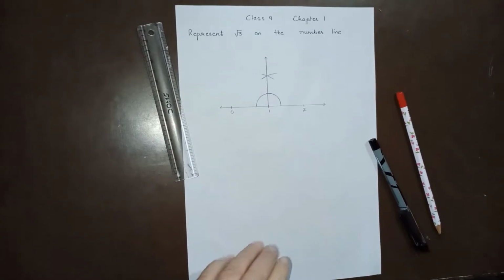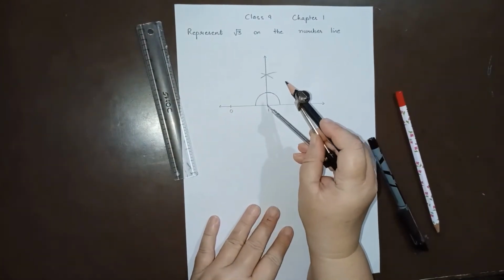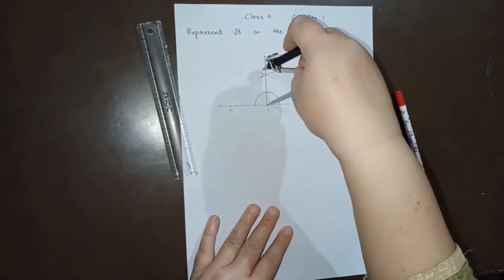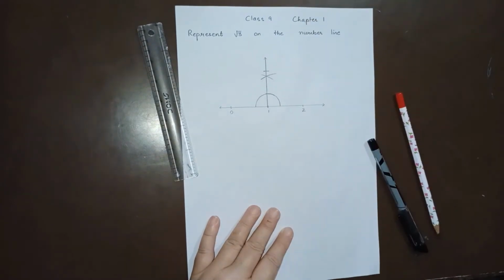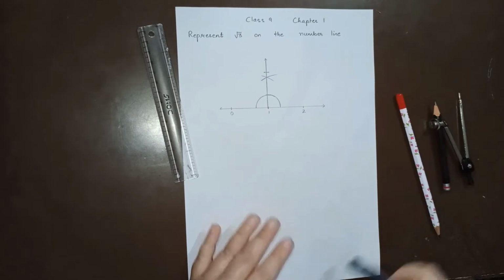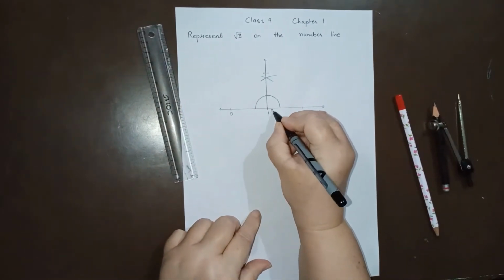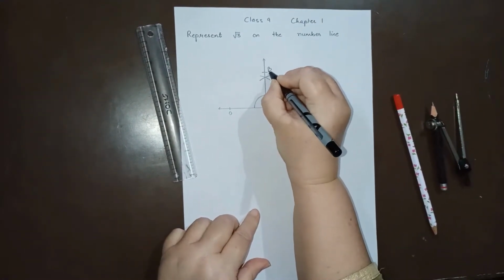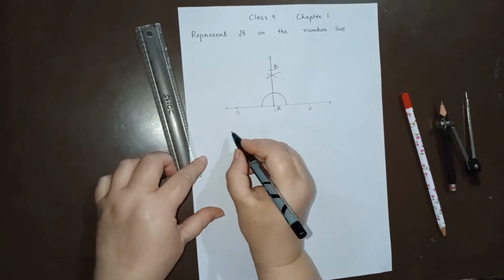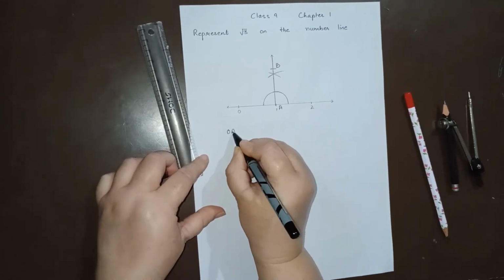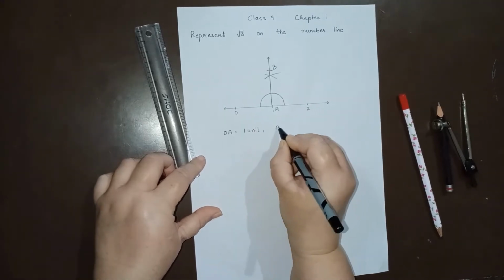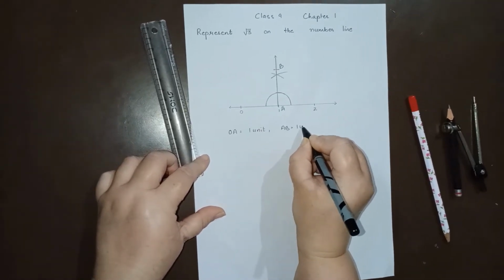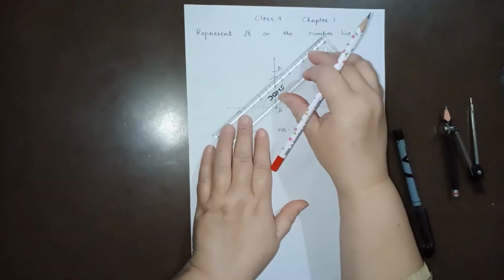Now after that we will take the distance of 1 unit, which is from 0 to 1. See, this distance is 1 unit. We will keep it at 1, and this is 1 unit. So let us write this as A, this as B. Now see what we have done till now. OA is 1 unit, right? AB is 1 unit. Now we will join OB.